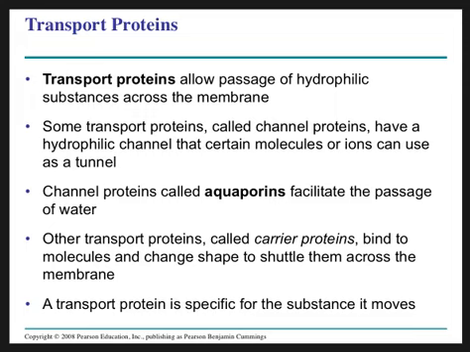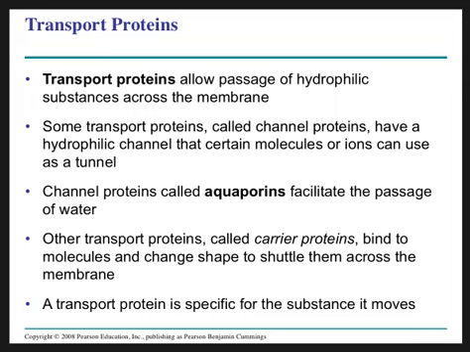The other big group that we mentioned were carrier proteins. Carrier proteins bind to a molecule and then they change shape to shuttle them across the membrane. So it's like having a trap door. When the right key or the right piece fits into the trap door, it springs and opens to the opposite side of the membrane. Once the molecule releases, it snaps back and you're ready to load again.